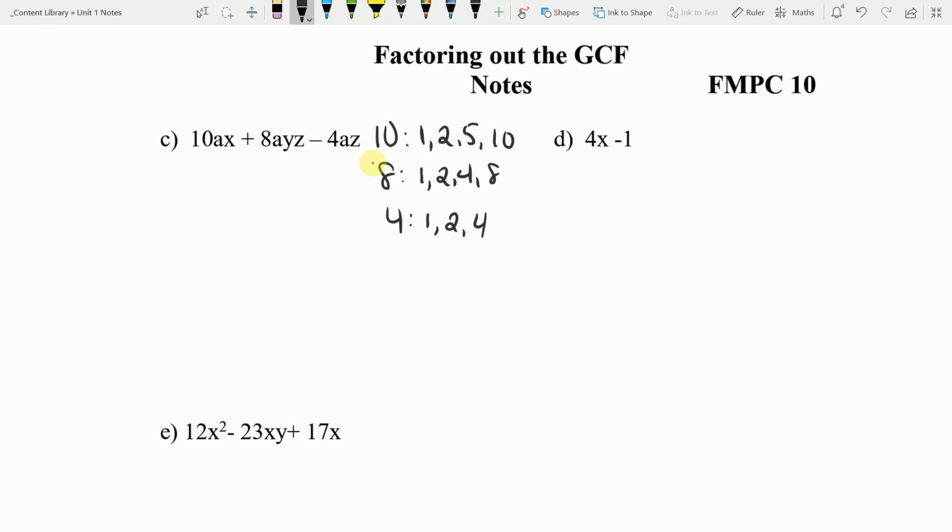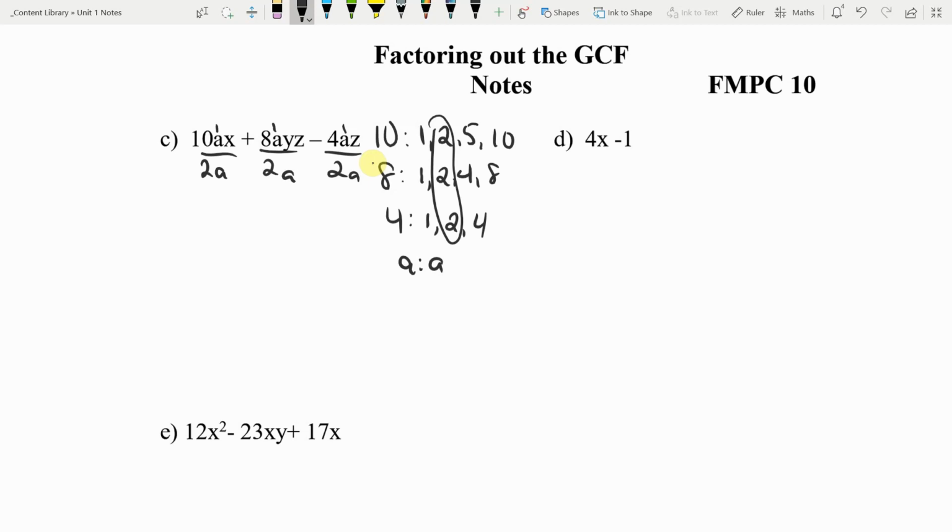If I look at these, my 1s are in common and my 2s are in common. So 2 is going to be my greatest common factor for the coefficients. Step 2, I'm looking at my variables. What's common between all 3 terms? I see that I have an a in every term, and I only have one of them. So a is going to be common.